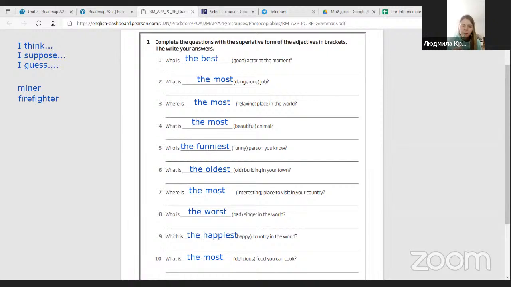I suppose that the oldest building in my town is the Kuban Medical University. Yes, it is my university where I was a student, and it was built in 1822. Okay, fine.